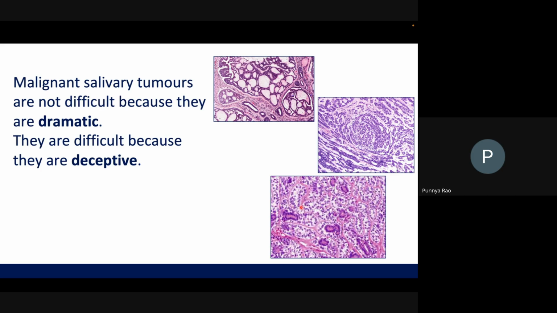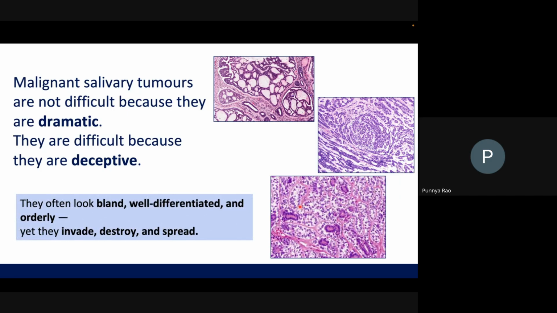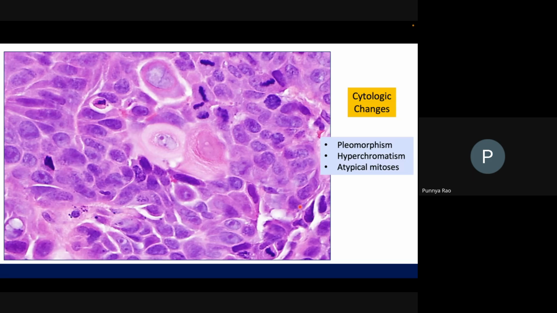Malignant salivary gland tumors are not difficult because they are dramatic. They are difficult because they are very deceptive. They often look very bland. They look very well differentiated and orderly, but they invade, destroy, and spread. Traditionally, in oral pathology, whenever we think of a malignancy, we look into the cytologic changes, especially in squamous cell carcinoma, which is the prototypical carcinoma that we as oral pathologists encounter. It is very ugly to look at. It has pleomorphism, it has hyperchromatism, there is a lot of atypical mitosis, and it clearly points to a malignancy.